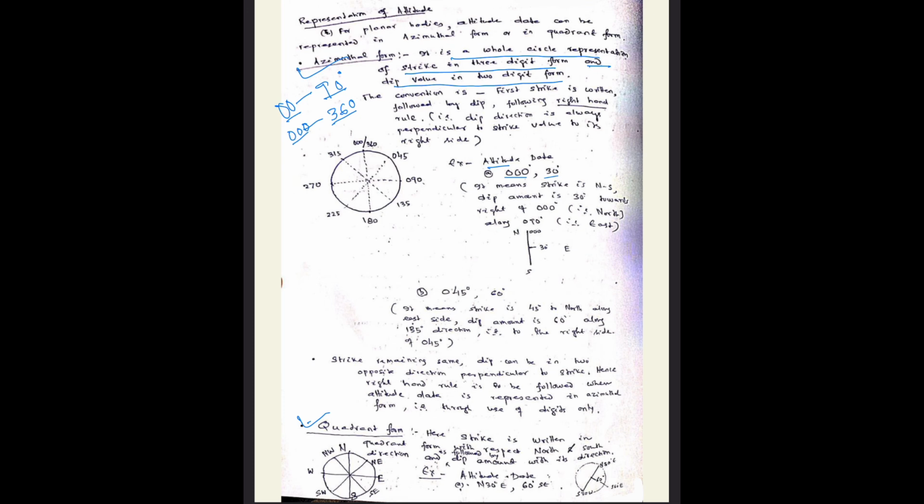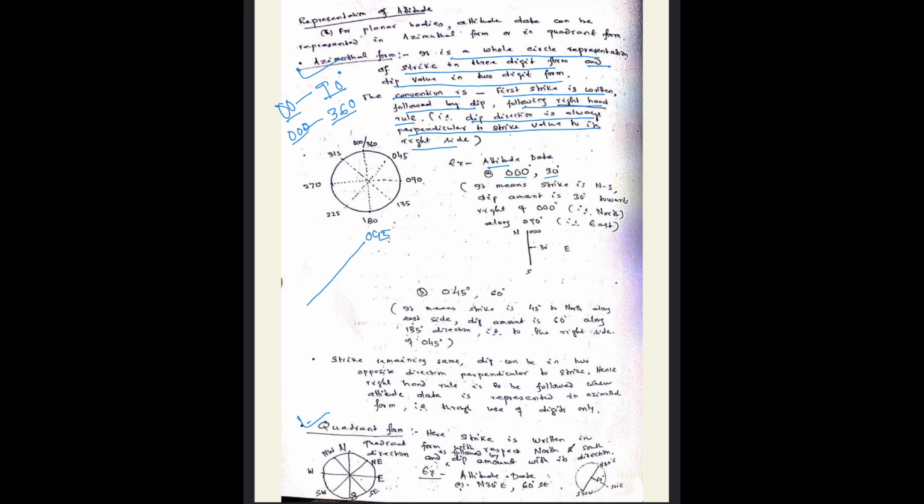And in this process, we follow the right hand rule. This convention is that first strike is written, followed by dip, following the right hand rule. That is, the dip direction is always perpendicular to strike, to its right side. Let us say this is the strike, and we have the strike value mentioned, 045.